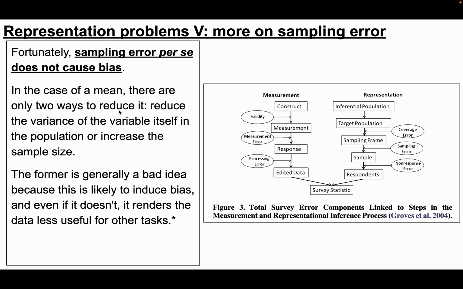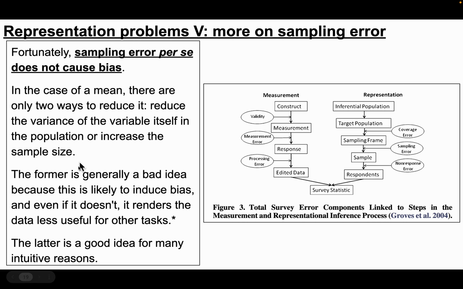So again, as I mentioned before, the former is generally a bad idea because even if you don't have any bias, reducing variance in the sample doesn't induce bias, but it would render the data less useful for other tasks. So again, even if you have a sample where everyone just lies and gives you the population mean as their income, then your sample mean is going to be a great estimator of the population mean, but you can't do things like look at the correlation between education and income because there's no variance at all in the income, and that means you can't take a correlation. So the latter, increasing the sample size, is a good idea for many, hopefully quite intuitive reasons.